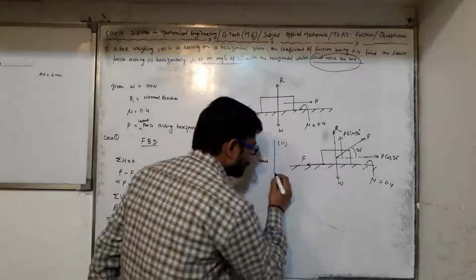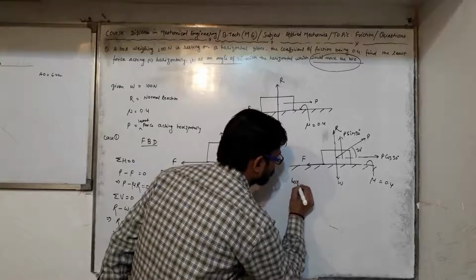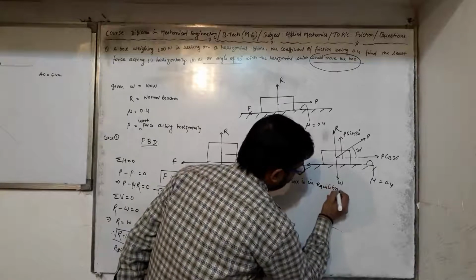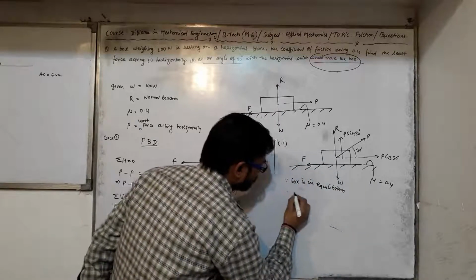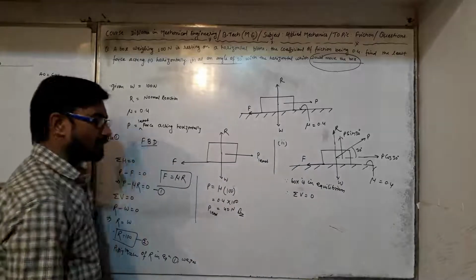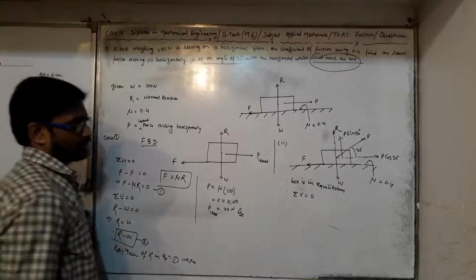Now since the body, or box, is in equilibrium, hence the summation of all vertical forces is equal to 0, or the resultant of all vertical forces is equal to 0.